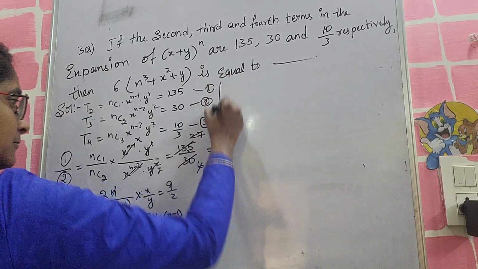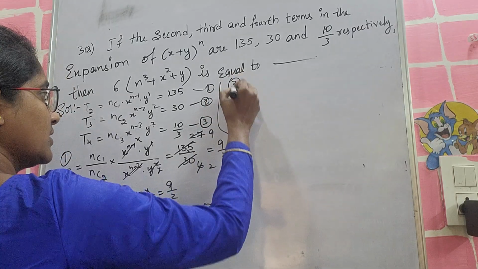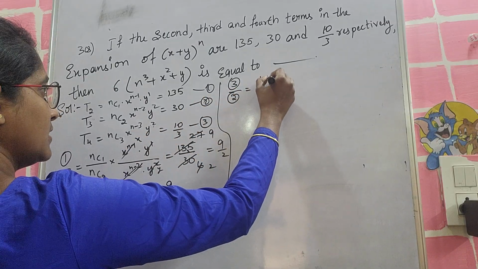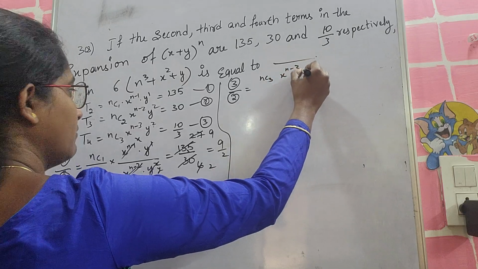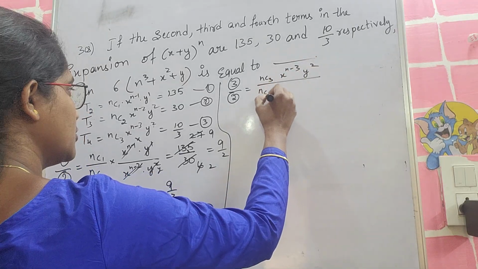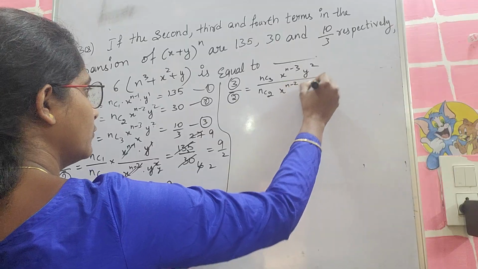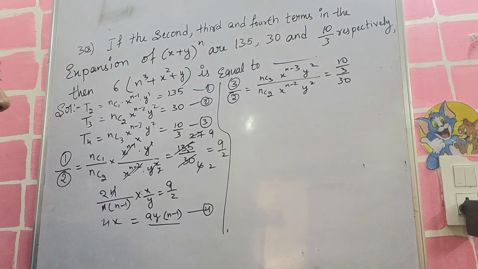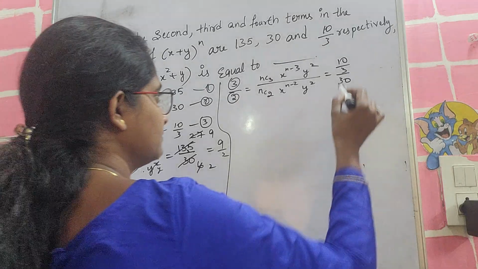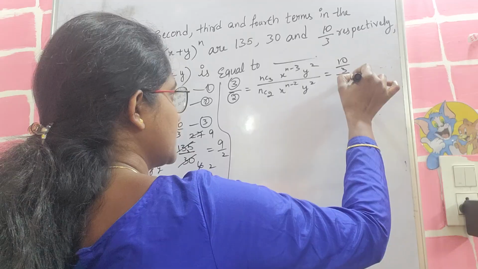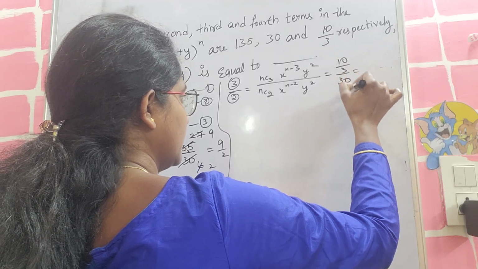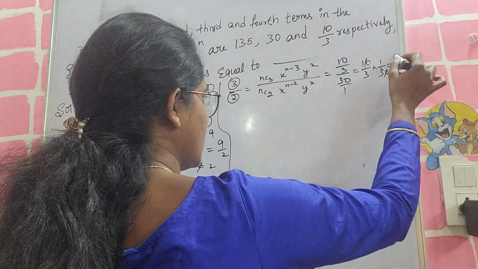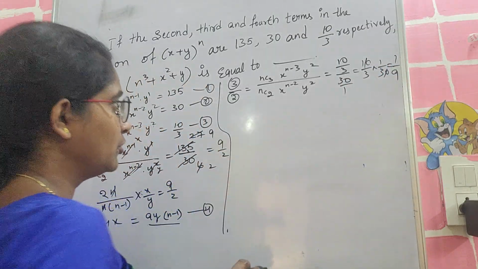Then now, equation 3 divided by equation 2 will do it. Equation 3 is what here? NC3 x power of n minus 3 y power of 2 by NC2 x power of n minus 2 y power of 2 is equal to 10 by 3 by 30, right? Now, if I take the reciprocal, 10 by 3 into 1 by 30, 0 0 cancel, so your answer is 1 by 9.